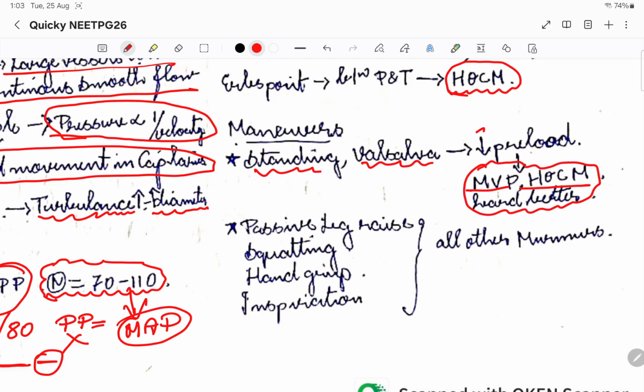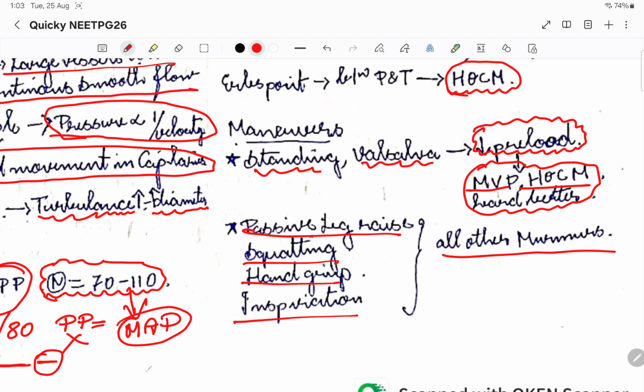When there is less preload, meaning when the blood pooling is less in the heart, this is when we can hear the MVP and HOCM sounds better. This is the thing with standing and Valsalva, and all the other murmurs will be heard in other maneuvers: passive leg raise, squatting, hand grip and inspiration. If it is better heard in inspiration, the murmurs will be proper.